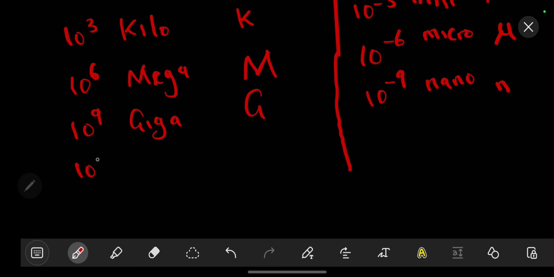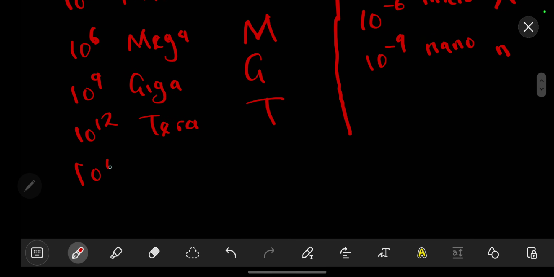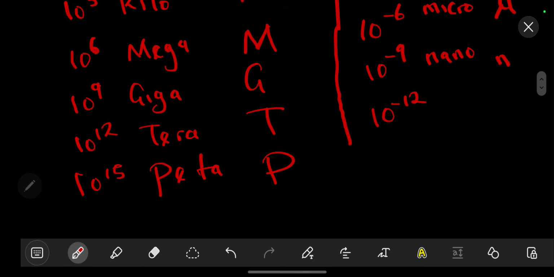Then we have 10 to the power 12. The bundles move by mega, giga, then we have tera, with the symbol of big letter T. From there, we have 10 to the power of 15, which we call peta, with a capital letter P. Then we look at 10 raised to the power negative 12, which we call pico. The symbol is small letter p.